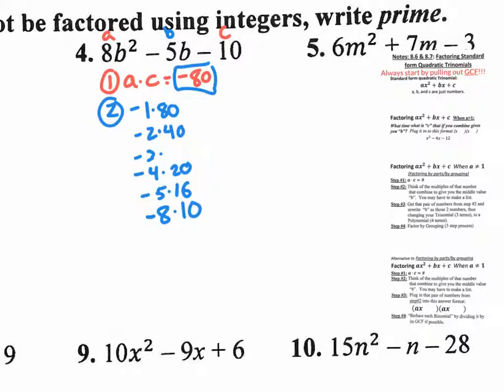So which pair of numbers combines together to give us the middle value, negative 5? None of them, right? So if you add these two, you get 79. Right here you get 38. Right here you get 16. Right here you get 9. And right here you get 2. So there is no possible combination that combine together to give you the middle value B. So you cannot continue with this. So this is where you say not factorable.